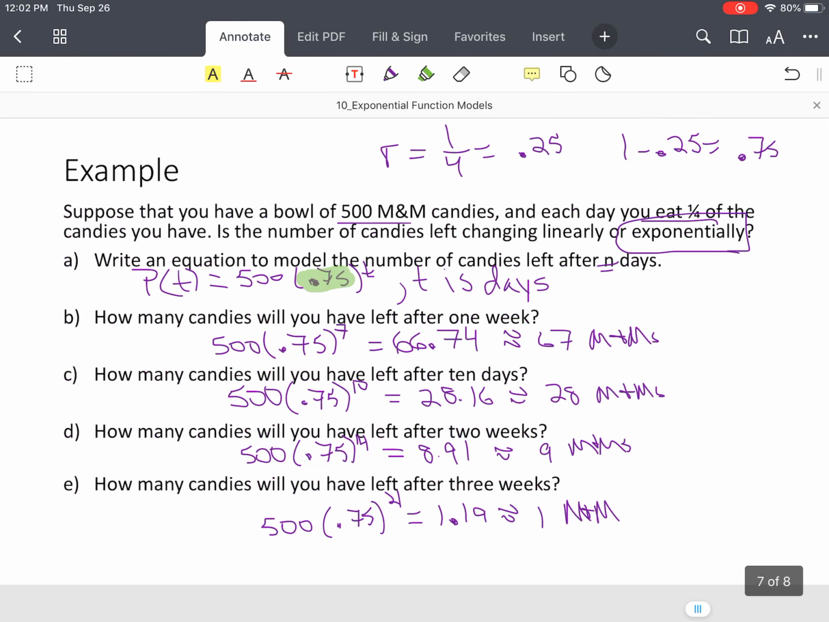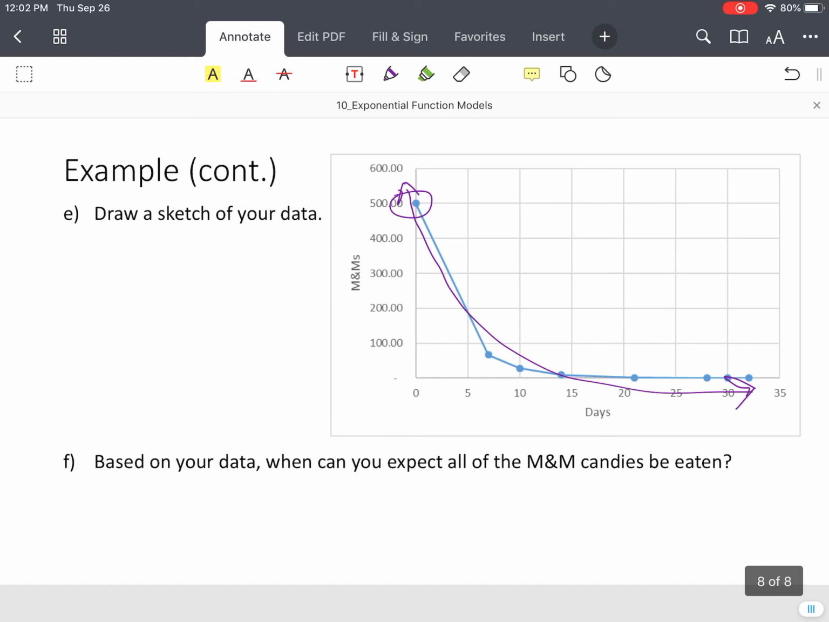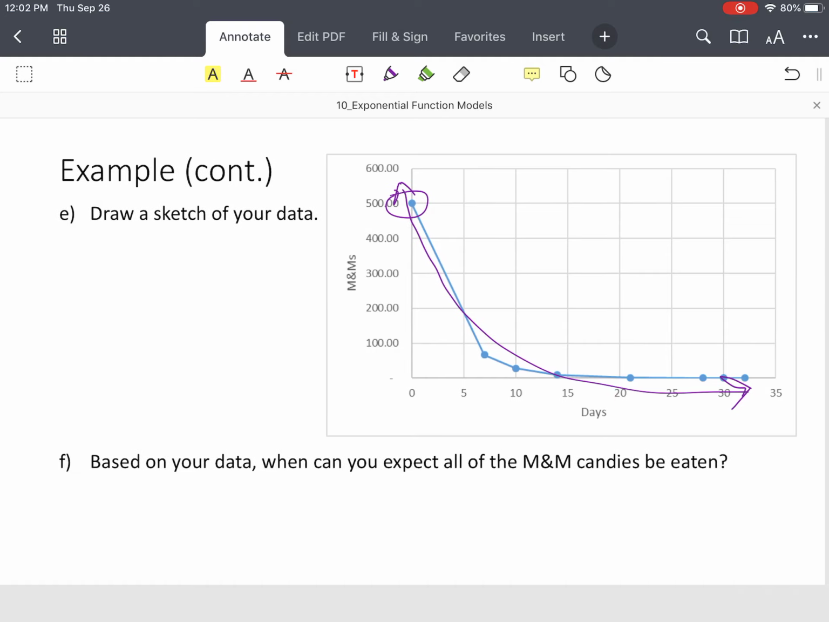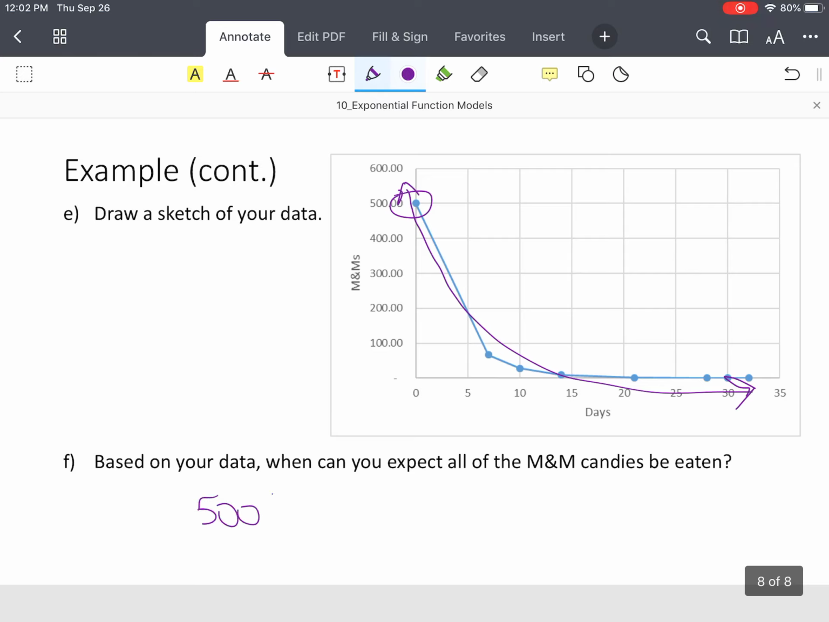So let's go back. After 21 days, we were down to one. Now you can take your model and kind of play with it. You can say, well, is it 21 or 22 days? Or somewhere 22, 23 days? So let's try 22. Let's say that's our guess, 22 days. We would have 0.89, right? It's approximately one.